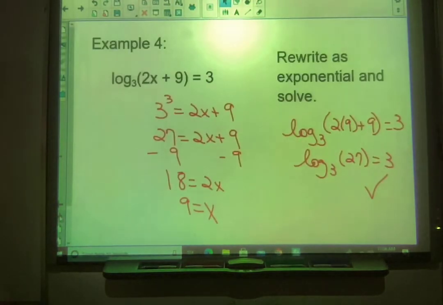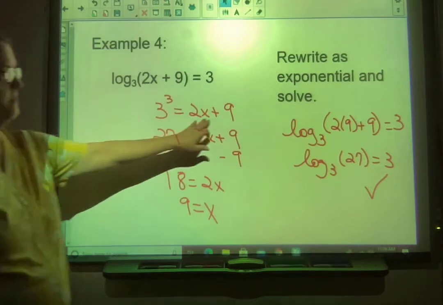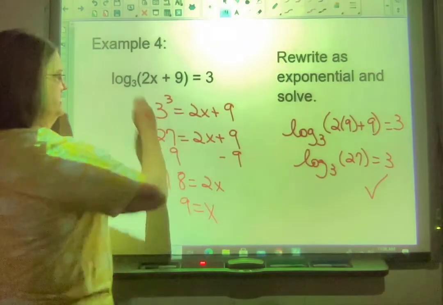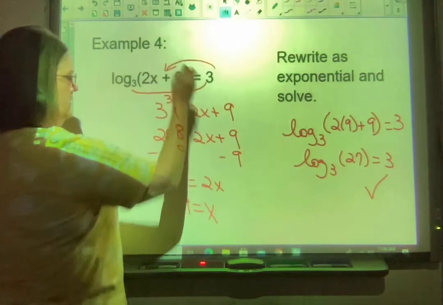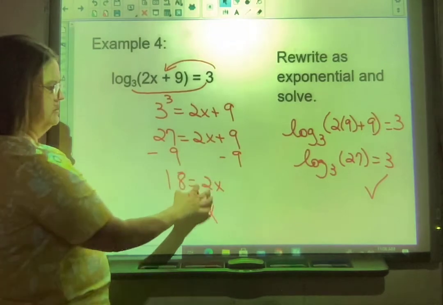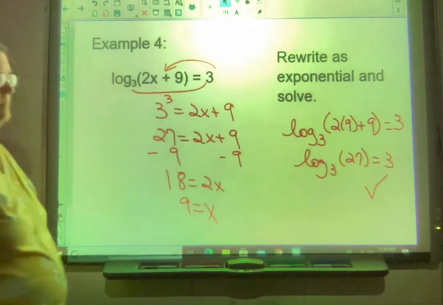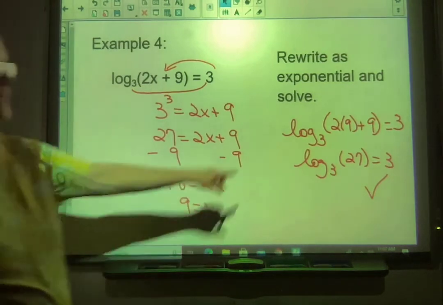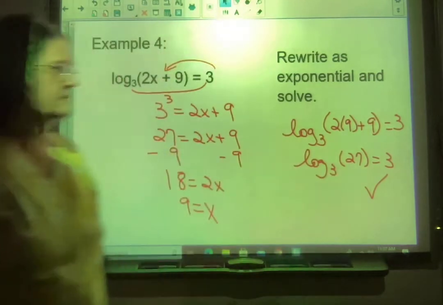All right, same thing here. Rewrite as exponential. 3 to the third power equals 2x plus 9. Remember, you're doing this, and then you're solving that equation. You get x equals 9. I'll let you look at that equation for a minute. Plug it in, and it checks.